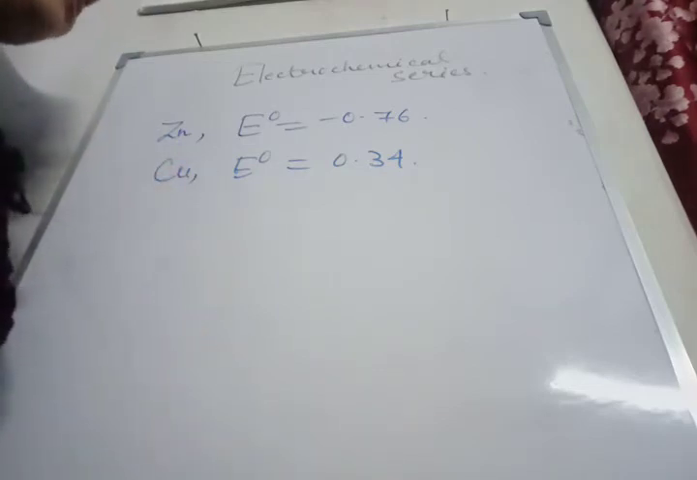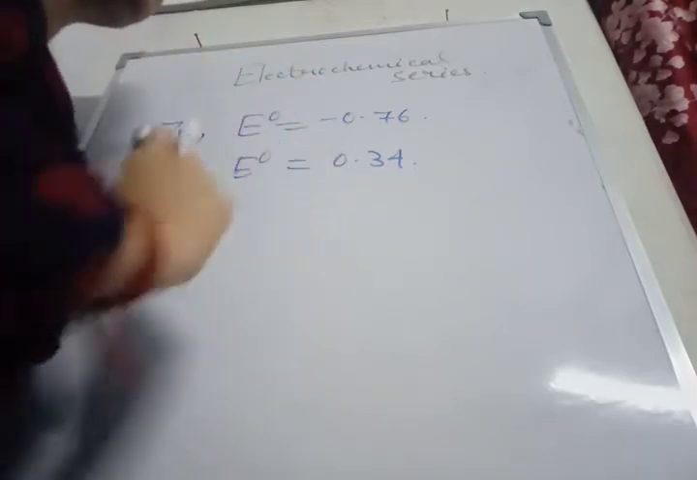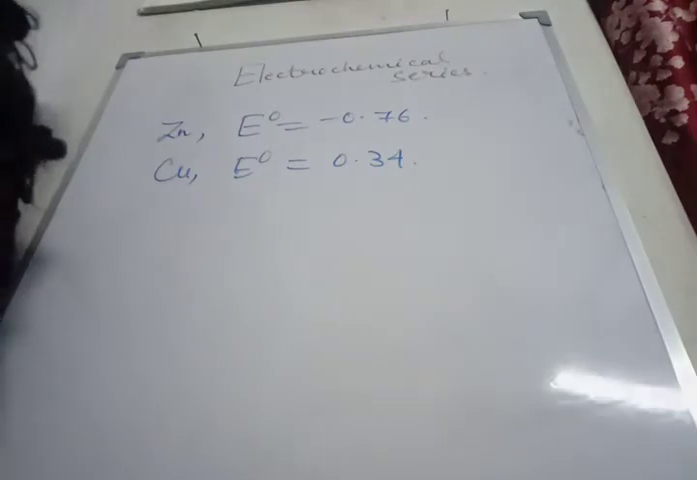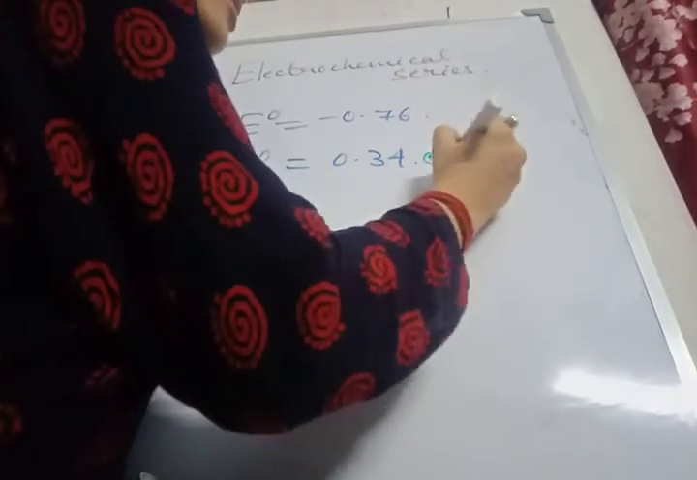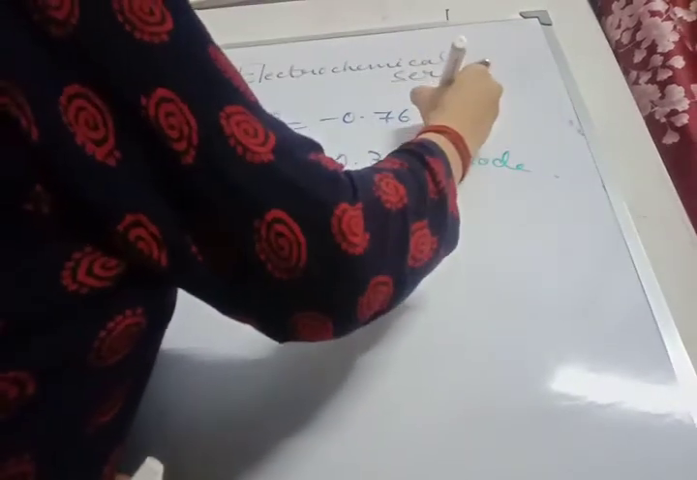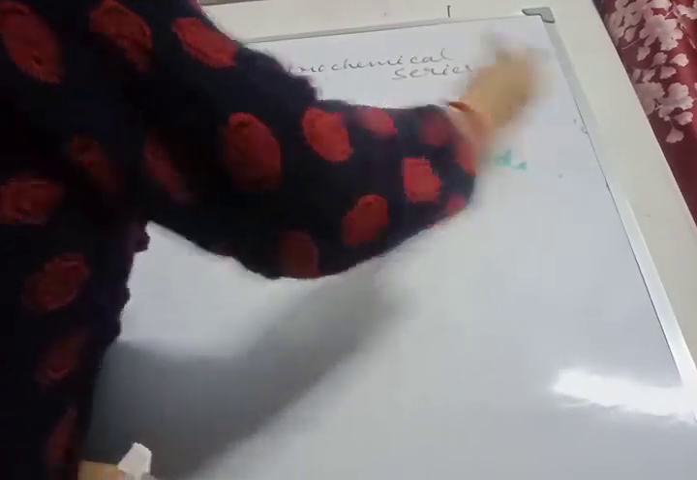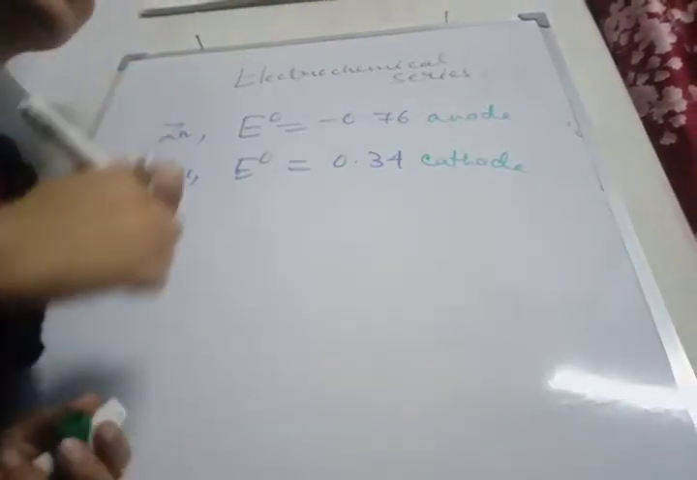Okay, so here we can see for zinc it is minus 0.76, for copper it is 0.34. So which one is my anode and which one is my cathode? Obviously the higher one will be my cathode. So 0.34 goes to cathode and minus 0.76 will be your anode. So whenever zinc and copper are coupled, copper will serve as cathode and zinc will serve as anode.